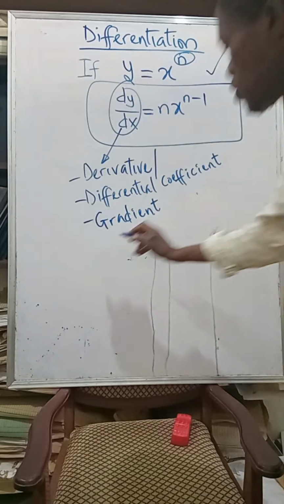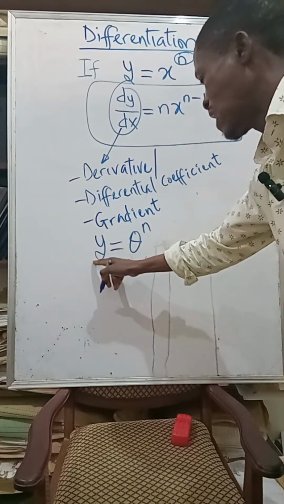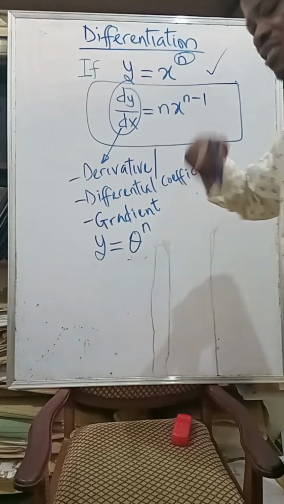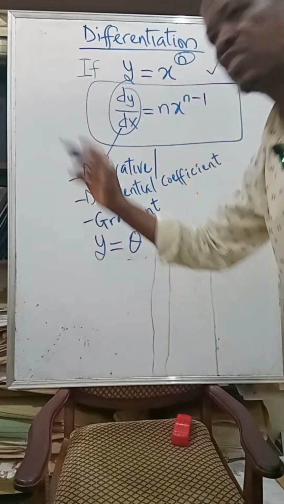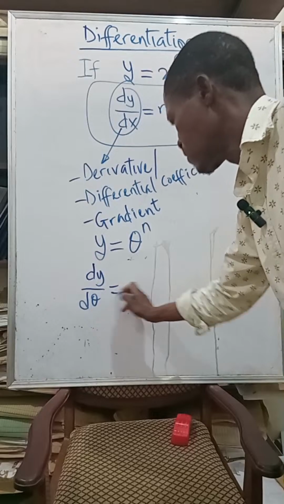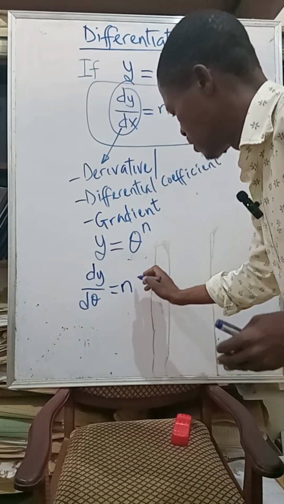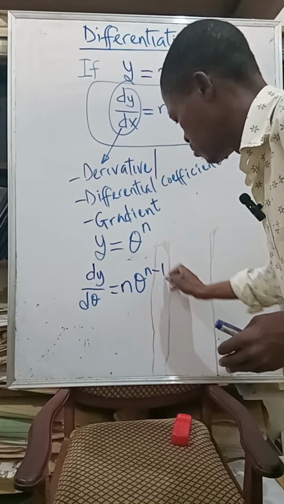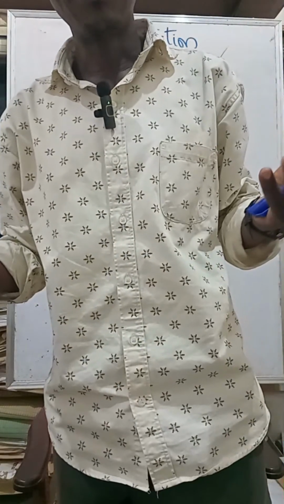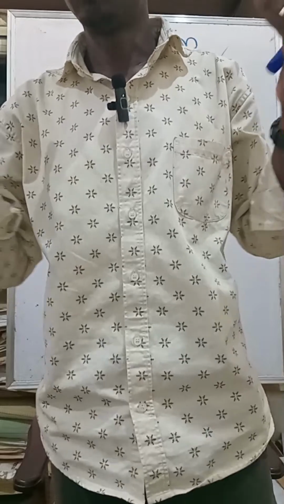Let's take the equation y equal to, it could be theta. Your y is a function of theta. So we are going to differentiate this y with respect to the given function, with respect to theta, and that will be dy/dtheta. That will be equal to the n coming to the front, the function itself, and then minus 1. So in a nutshell, you differentiate with respect to the given function.